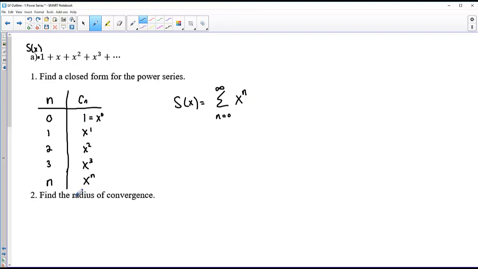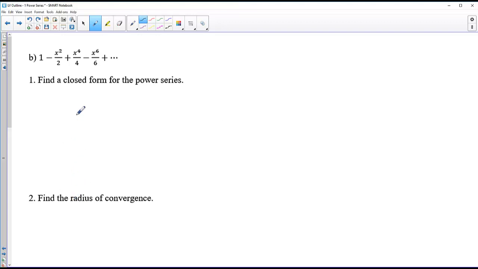Let's look at the next one. Again, we want to find that closed form for the power series, so we'll call this s of x. This one's a little harder to see. If you can't see it straight off the bat, you simply make a table. Here's my n, and here's my c sub n's. I start at 0, and I get out the number 1. Then I start at 1, and now I don't get out plus, but I get out minus x squared over 2.